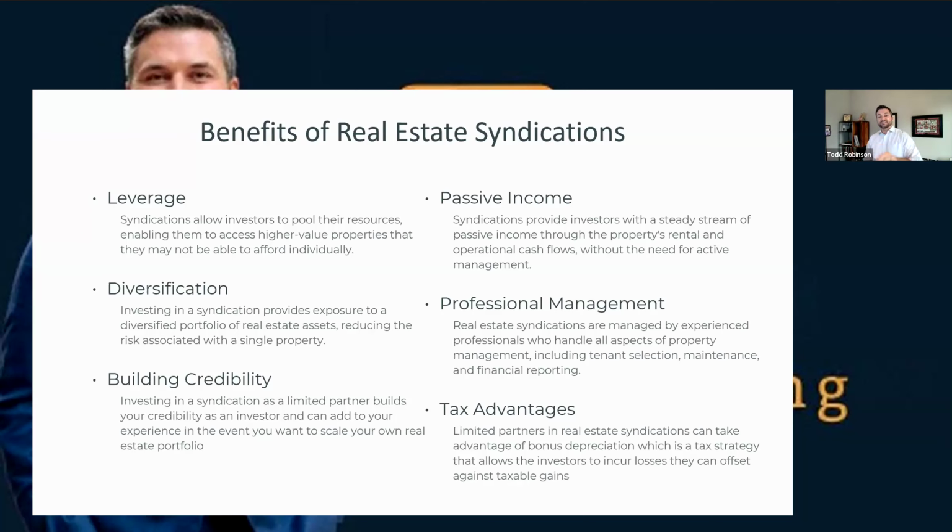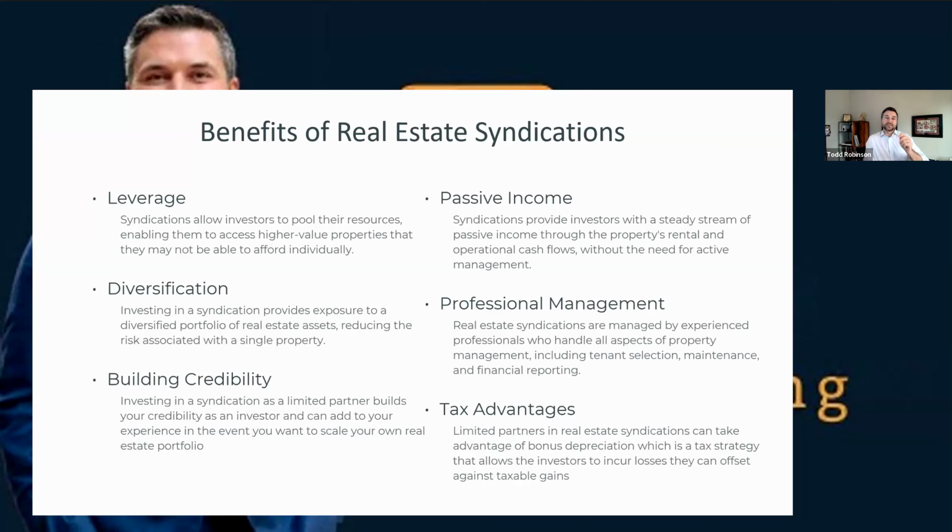Okay. Now, passive income. Syndication, depending on the type of investment it is, provides investors with a steady stream of passive income through the property's rental and operational cash flows. And you don't have to actively manage it. We call this in the industry mailbox money, right? You get mailbox money through a syndication if the property allows for it. Now, it depends on the type of deal, whether it's value add, opportunistic, core. We'll talk about that in a minute. But mailbox money is one of the greatest benefits of a syndication.